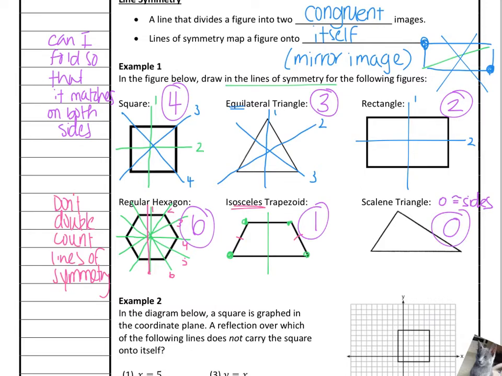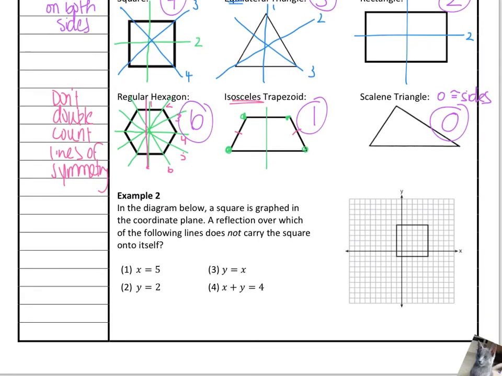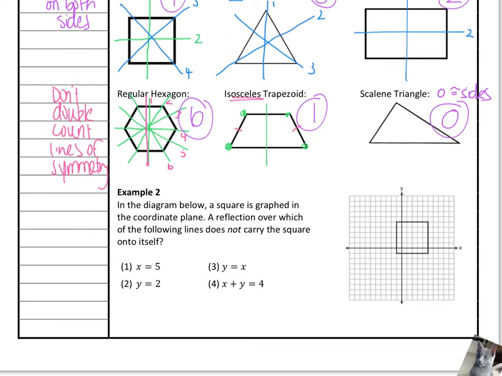Now we're going to apply it to a graph. It says, in the diagram below, a square is graphed in the coordinate plane. A reflection over which of the following does not carry the square onto itself, meaning does not map the square onto itself.